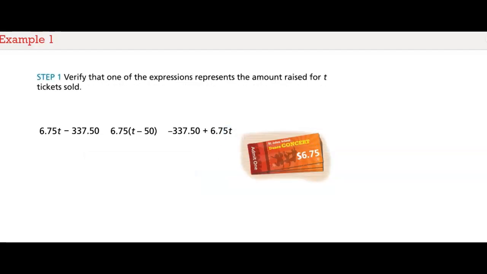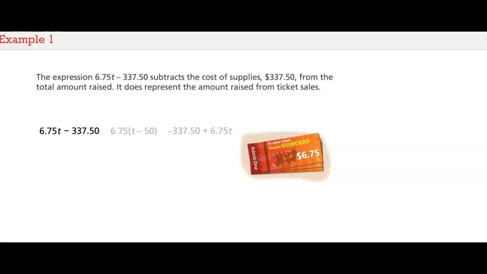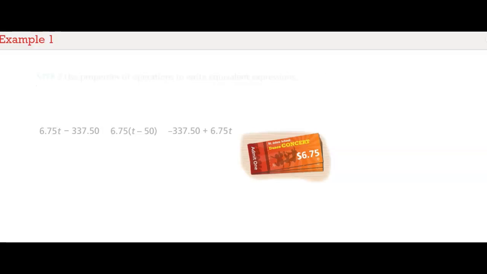Let's begin by verifying that the first expression represents the amount raised for T tickets sold. Does this expression represent the amount raised from ticket sales? The expression subtracts the cost of supplies, $337.50, from the total amount raised. The expression does represent the amount raised from ticket sales. You can use the properties of operations to write expressions that are equivalent to other expressions.